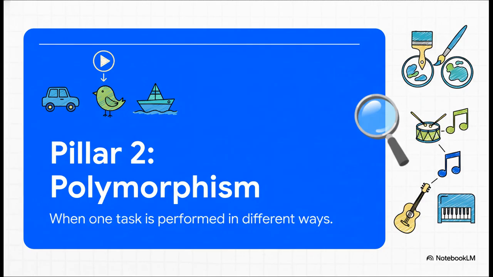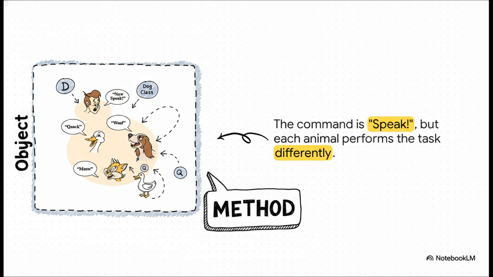Next, we have polymorphism. Now, this is a very fancy word for a really cool and simple idea: that one single task can be done in a bunch of different ways. You can give the same command to different objects, and each one will respond in its own unique way. Check this out. Imagine the command is speak. Well, what happens? The dog object responds with woof. The cat object says meow, and the duck object goes quack. It's the exact same instruction, speak, but you get completely different results depending on the object. That's polymorphism in a nutshell.